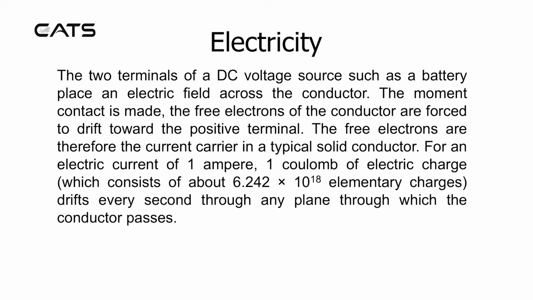The 2 terminals of a DC voltage source, such as a battery, place an electric field across the conductor. The moment contact is made, the free electrons of the conductor are forced to drift towards the positive terminal. The free electrons are therefore the current carrier in a typical solid conductor. For an electric current of 1 ampere, 1 coulomb of electric charge, which consists of approximately 6 million million million elementary charges, drifts every second through any plane through which the conductor passes.